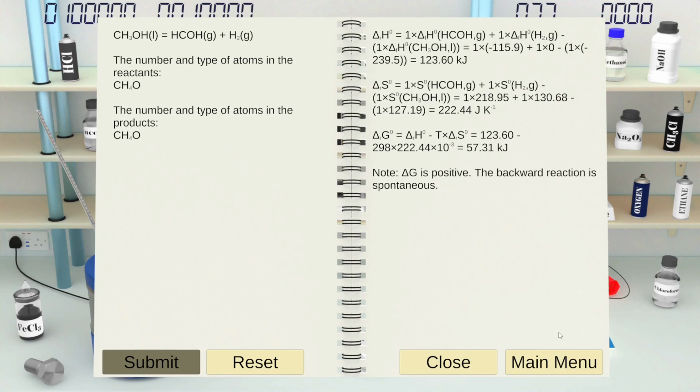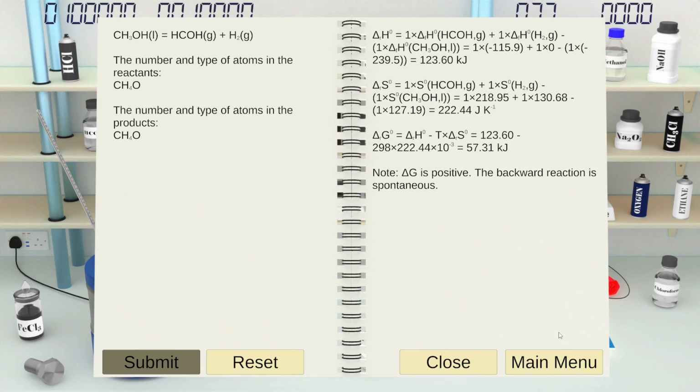In this reaction, 2 moles of gas are formed from 1 mole of liquid. Therefore, the chemical system becomes more random when methanol rearranges into formaldehyde and hydrogen gas. The change of entropy in this process, delta S, is plus 222 joules per Kelvin.